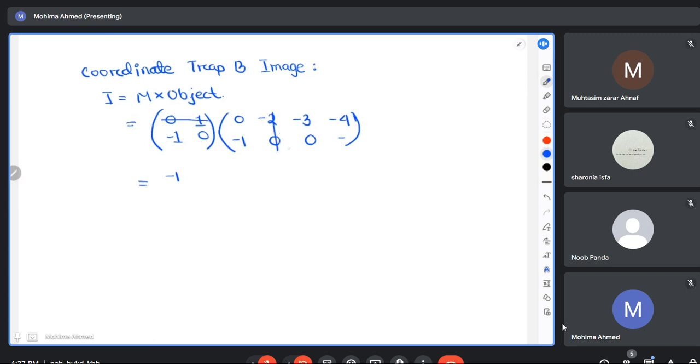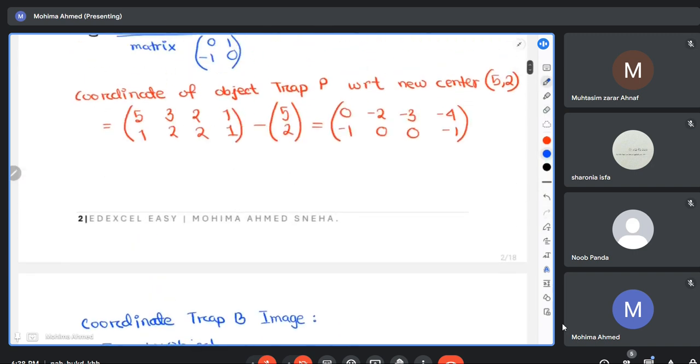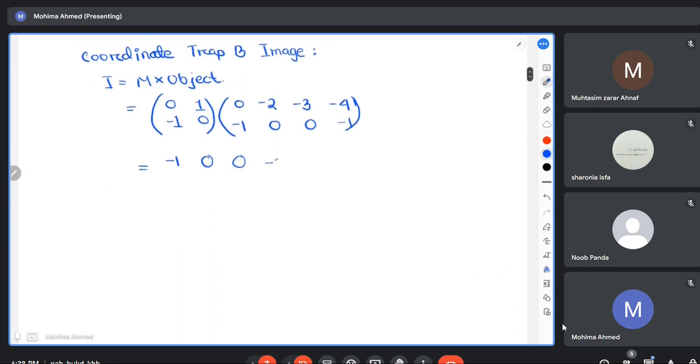And then again, first row, second column. 0 into 2 is 0. 1 into 0 is 0. First row, third column. That is 0 into 3 is 0. 1 into 0 is 0. And then this and this is just going to be minus 1. 4 into 0 is 0. And 1 into minus 1 is just minus 1. So this is again minus 1.